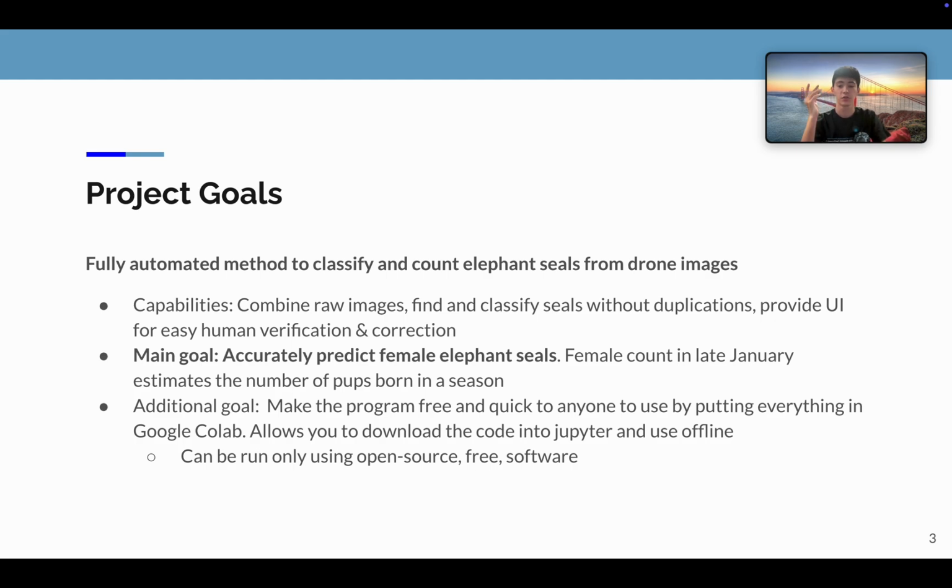So my goal was to make a fully automated model that can classify and count these elephant seals from these drone images. And the main goal was to do this with female elephant seals, as those are the most important to count the elephant seals population, as the babies and the males, there's just too few males, and for babies, not all of them are necessarily born by the time we take the drone photos. Some of them could be hidden and some of them can die. So female is just the best one overall.